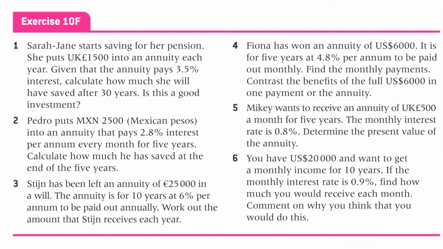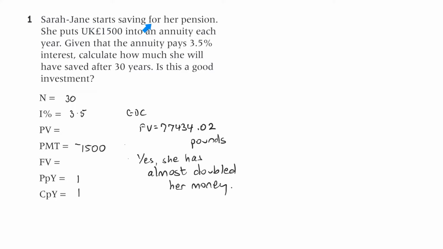This is exercise 10F and it's questions 1 to 6. Question 1. Sarah Jane starts saving for her pension. She puts UK £1,500 into an annuity each year. Given that the annuity pays 3.5% interest, calculate how much she will have saved after 30 years. Is this a good investment?